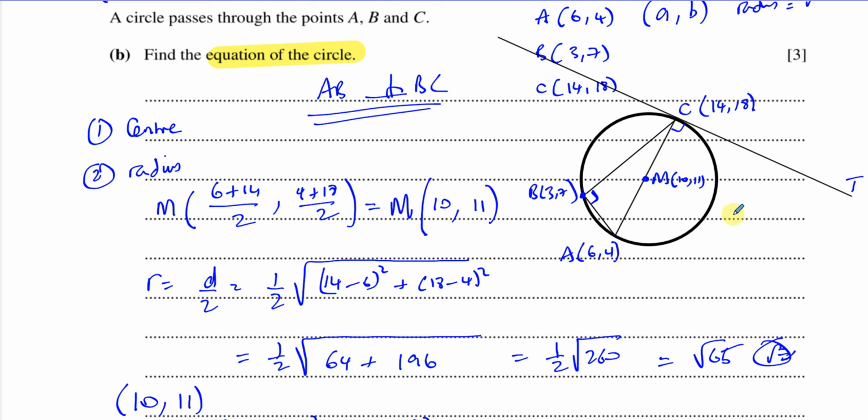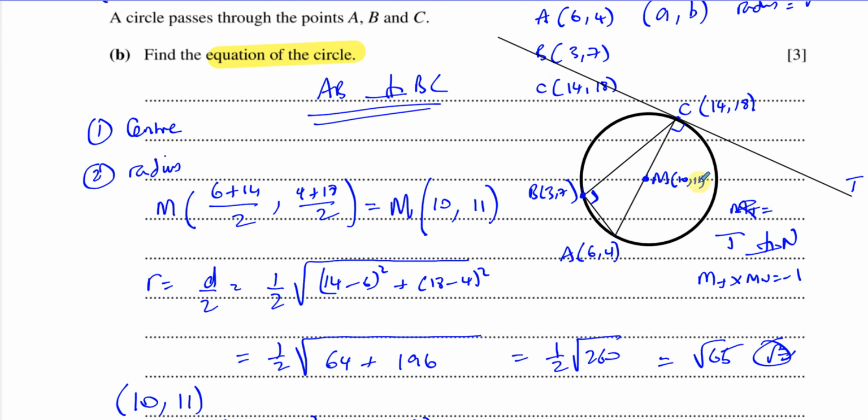Now, I know that the tangent is perpendicular to the normal. So the gradient of the tangent times the gradient of the normal is equal to -1. And the normal to this point C, to the tangent here, would be the line MC, from M to C, or if we find the gradient of the line AC, that will be the gradient which is negative reciprocal to the gradient of the tangent. So the gradient between A and C, or M and C, whichever one you want to choose, is going to be the negative reciprocal of the gradient of our tangent.